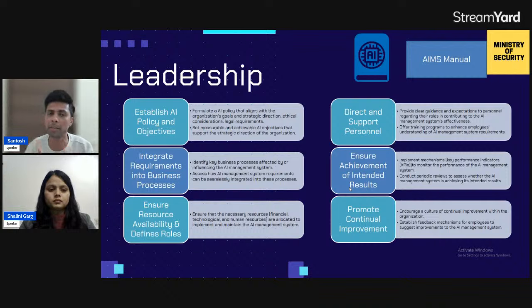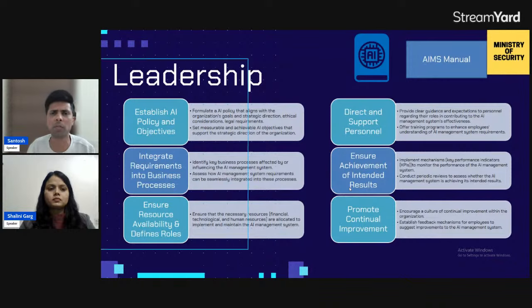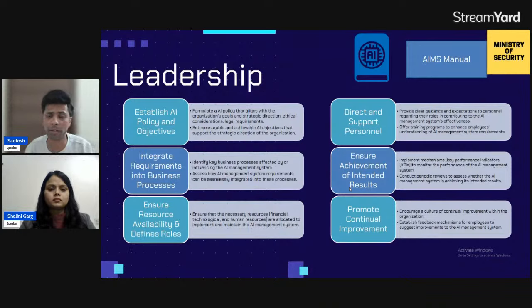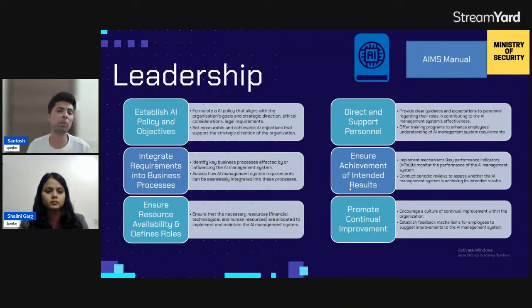They need to see how seamlessly this artificial intelligence automation or process can be integrated into the business. They need to provide the right set of resources, ensure the roles and responsibilities are defined, ensure everybody is following their aspects, direct them and support people when there is a requirement, and ensure achievement of intended results by constant monitoring of what's happening. We will talk about metrics a little later. And finally, promote continual improvement.